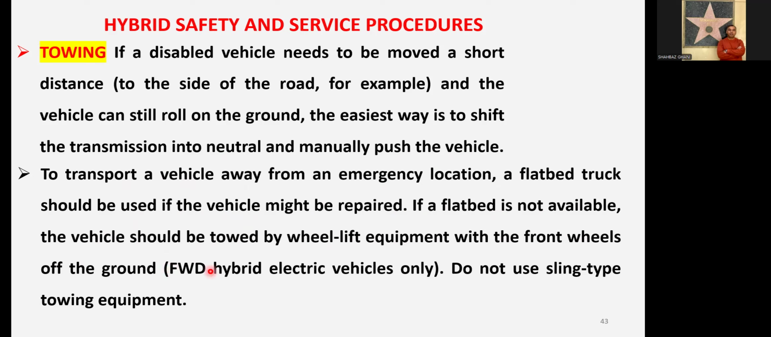For front wheel driven hybrid electric vehicles, do not use sling type towing equipment. Mostly, hybrid vehicles are front wheel driven. So when your vehicle is having a problem and cannot be moved, you have to lift the front wheels in such a manner that they are not in contact with the ground, while the rear wheels can roll, or move that vehicle with the help of wheel lifting equipment.